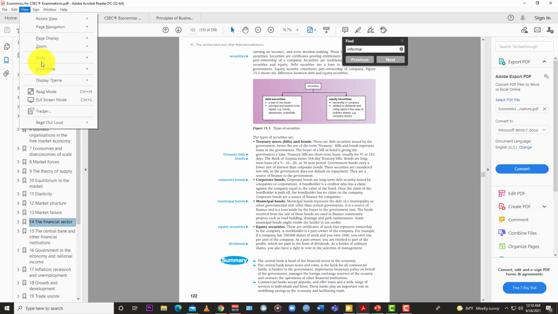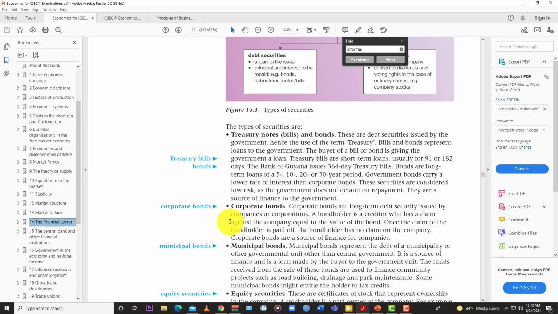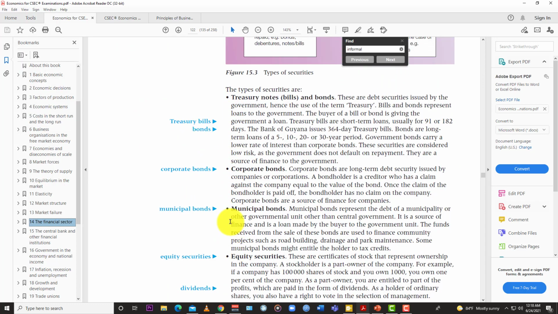Alright, so if we jump to the textbook, we'll see the 2 different ones right there, the treasury bills and the corporate bonds. Treasury bills are notes. These are debt securities issued by the government, hence they are called the term treasury. Bills and bonds represent loans to the government. So the buyer of the bill or bond is giving the government a loan in a sense.